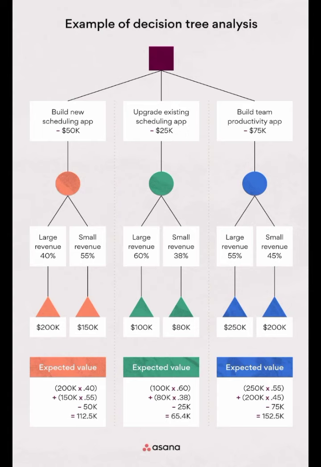So in this example, it shows here the problem: build a new scheduling app, upgrade the existing scheduling app, or build a team productivity app. It also shows the structure of the decision tree, assigns the probabilities, shows the percentage of each, estimates the payoffs, and solves the problem by computing the expected monetary values.